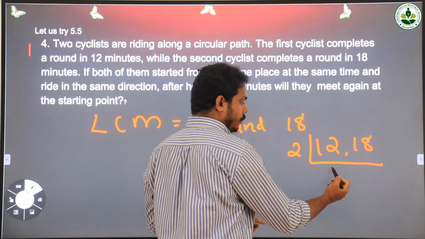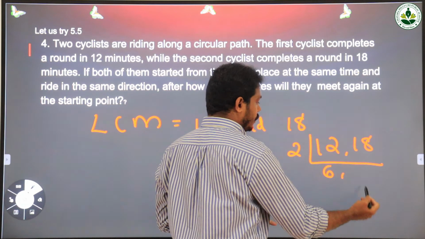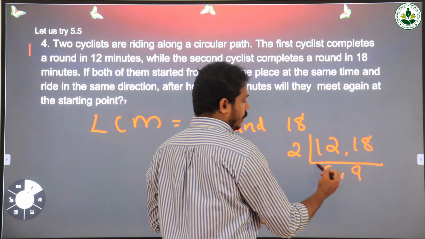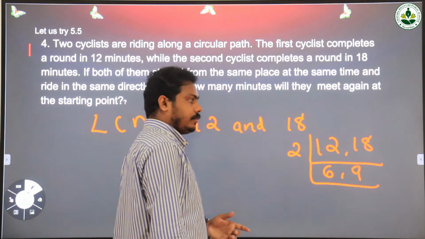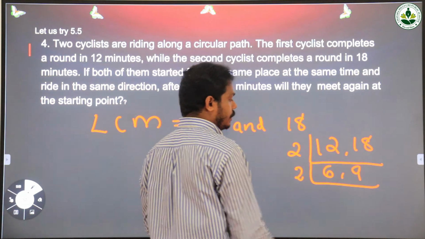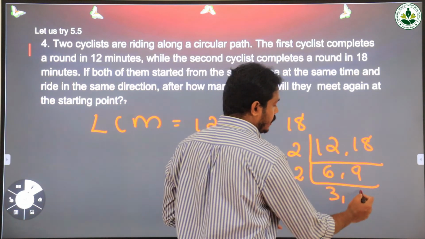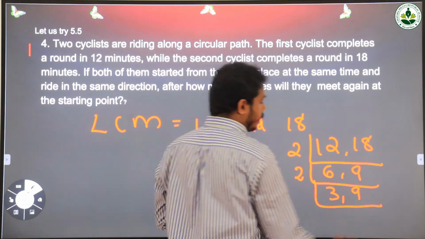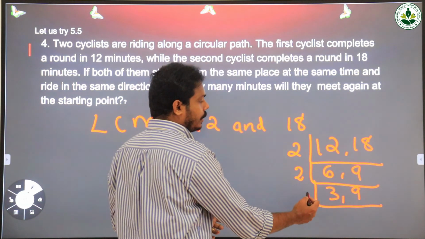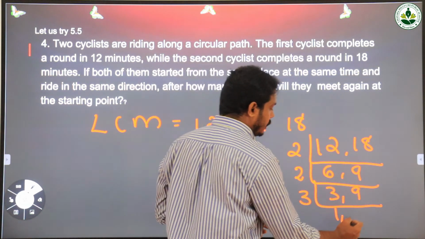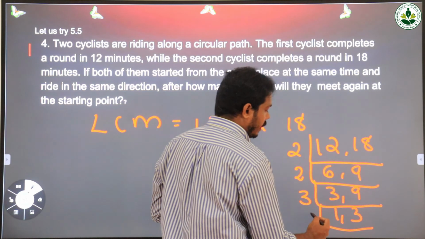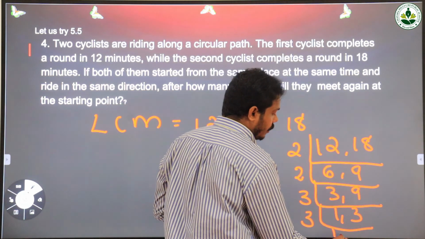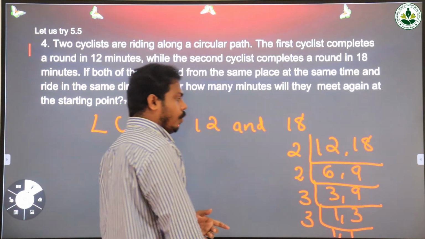12 divided by 2, 6. 18 divided by 2, 9. Then again we divide these numbers by 2. 3 2s are 6, 9. We can divide these two numbers by 3. 3 1s are 3, 3 3s are 9. Again we can divide by 3. Just write down 1, and 3 divided by 3, 1.